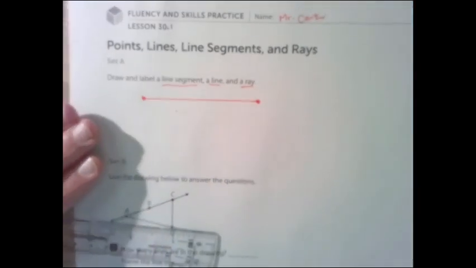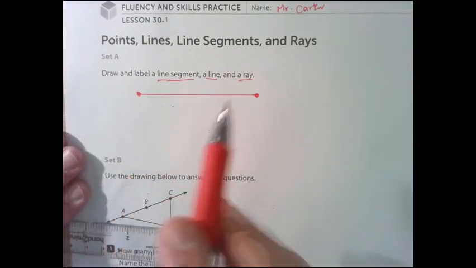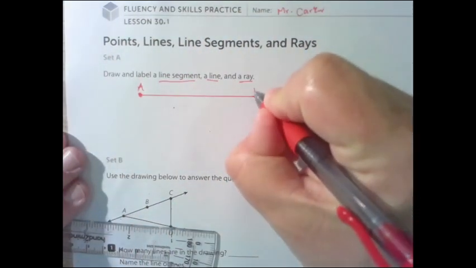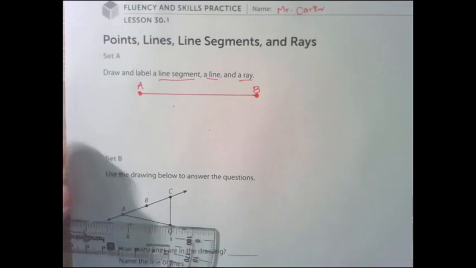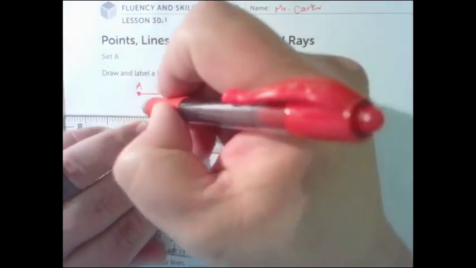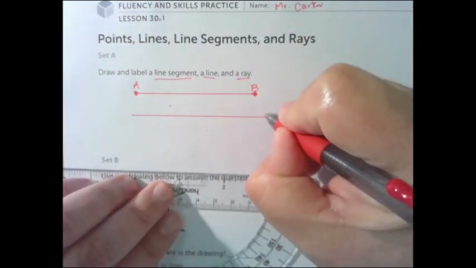So I did a straight set of points with two endpoints, and I'm just going to label the endpoints A and B just to keep it simple. Now I'm going to do a line. Again, a line is a straight set of points that goes on forever and ever.